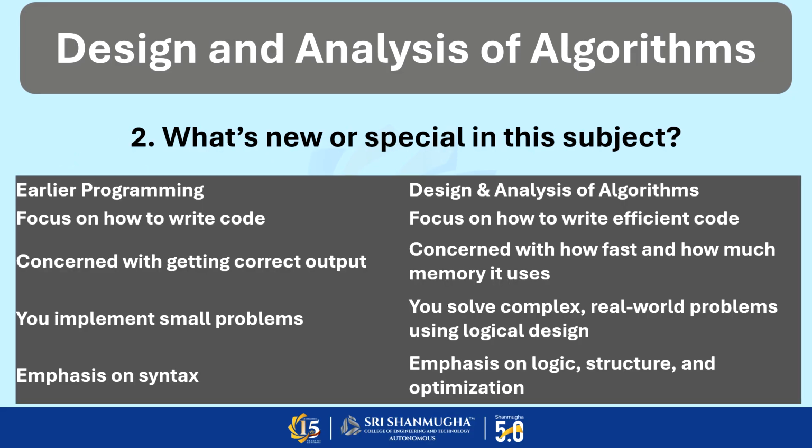Okay? I can show a small difference between normal programming and design and analysis of algorithms. Normal programming will just focus on writing the code alone. But here, the focus is how to write efficient code. So when you're doing normal programming, you concentrate on coding alone, but when you concentrate on algorithms, you can create efficient code. Normal programming is concerned with getting the correct output. But here, it is not only the correct output, but also how fast it is and how much memory it uses, because we are concentrating on the time and space complexity, right?